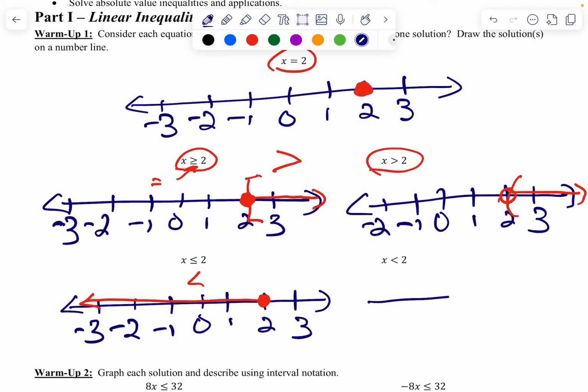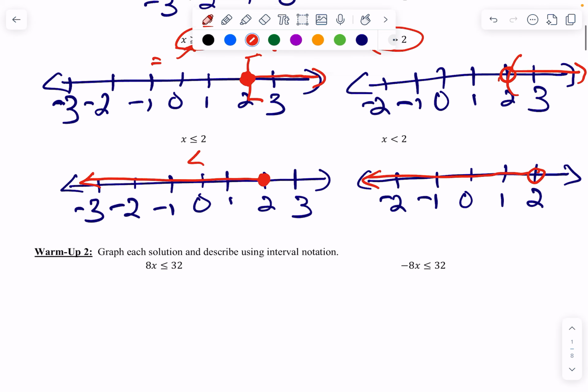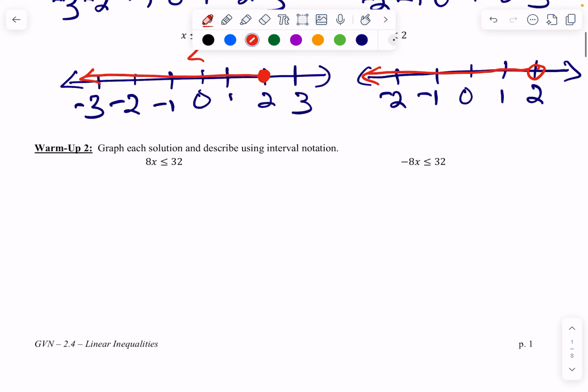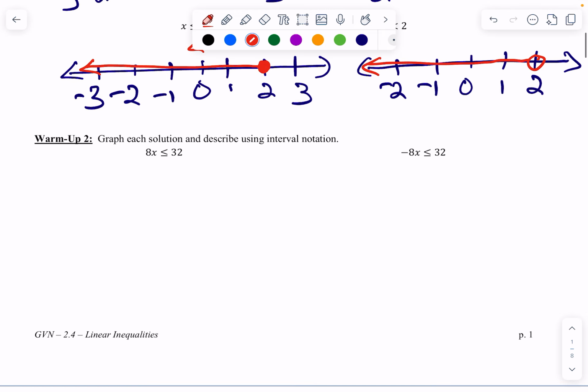Okay, next one doesn't have the equal sign again. It's just x is less than 2. So that's again a circle. And less than means that we are going to the left. Okay, those were pretty straightforward. Now we actually have inequalities here. Well, those were inequalities as well.